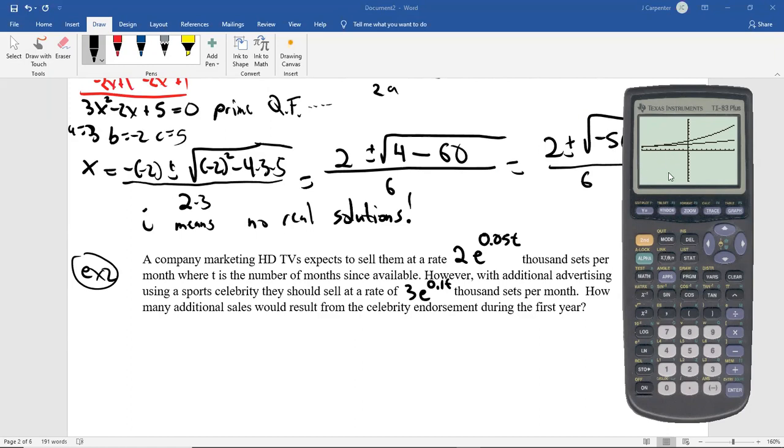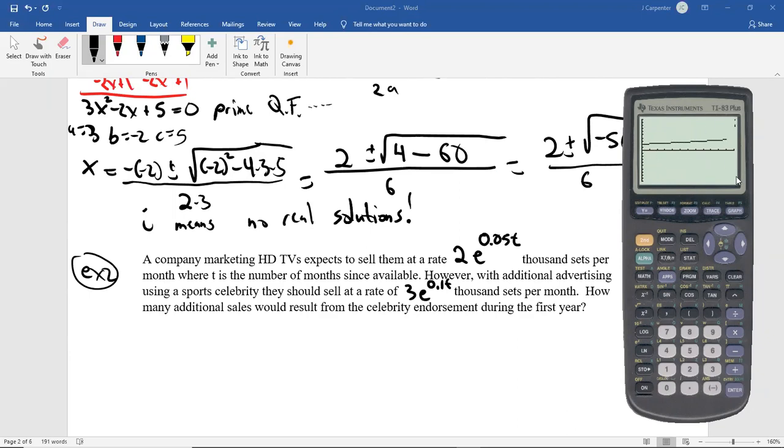Now, this variable is in months. T is in months. And we're trying to do this over the first year. How many months are there in a year? There's 12 months. So this window, I should technically extend it to 12 for the x maximum to get the full picture. And if I don't want to see the negatives because we're not looking at negative months, I can make the x minimum 0. And this is the entire picture that we should be looking at.